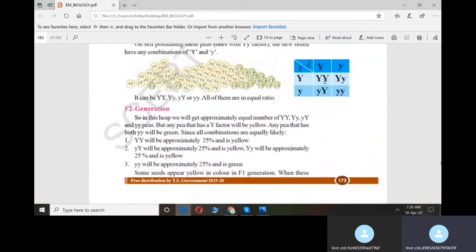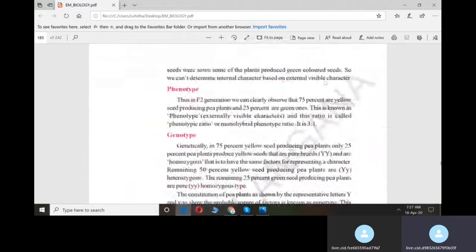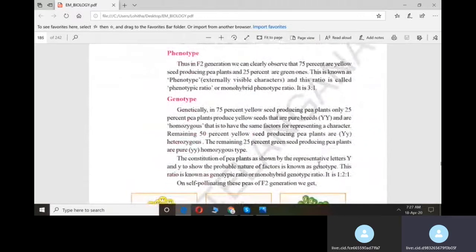Okay, phenotype. What we were calling the phenotype ratio just now is external visible characters. Here we are calling internal characters. This is pure yellow, this is a mixed yellow, and this is pure green. That is why we call genotypic ratio as 1:2:1. Understand? 1:2:1.